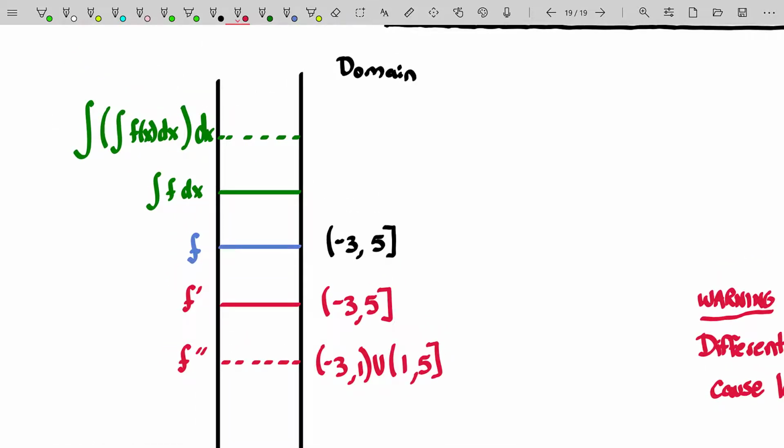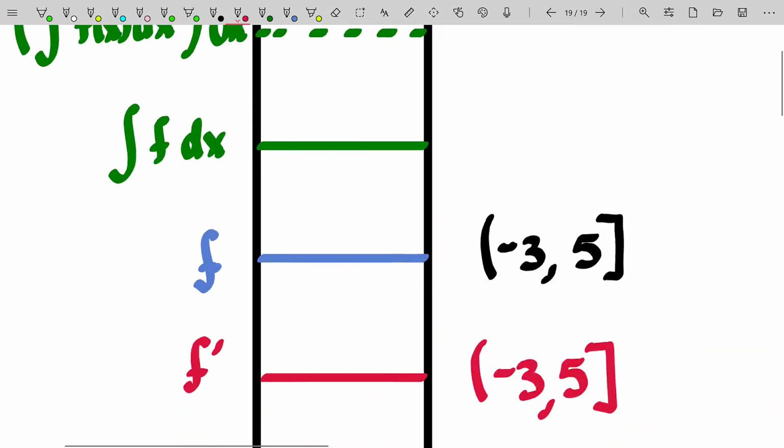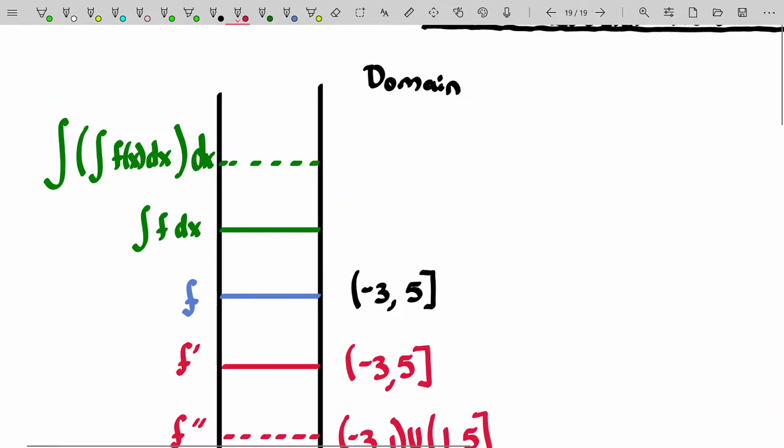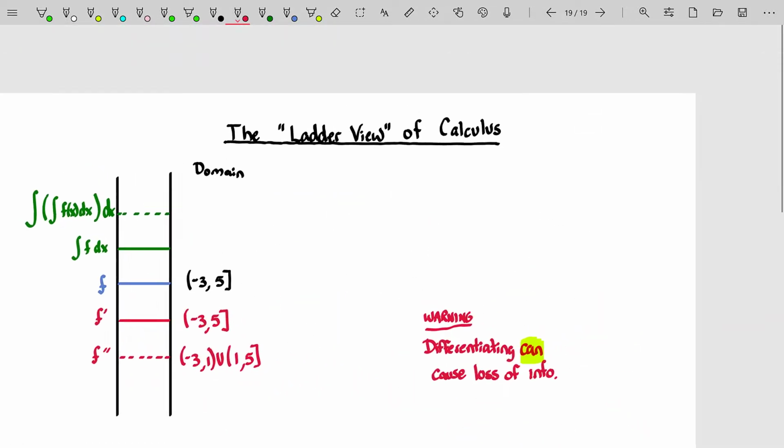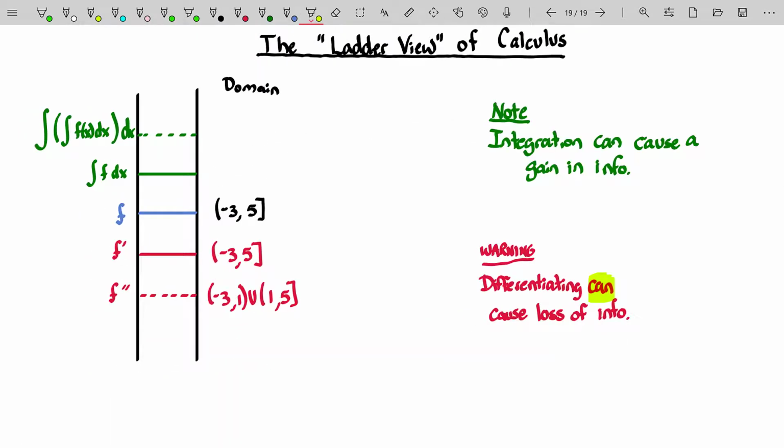You're peeling away the domain when you take derivatives. You're losing quality. On the other hand, when you climb this ladder and you integrate, you can possibly gain information. And again, that word "can" is very important. It's not that you're definitely going to gain information, it's that you can gain information when you climb this ladder.